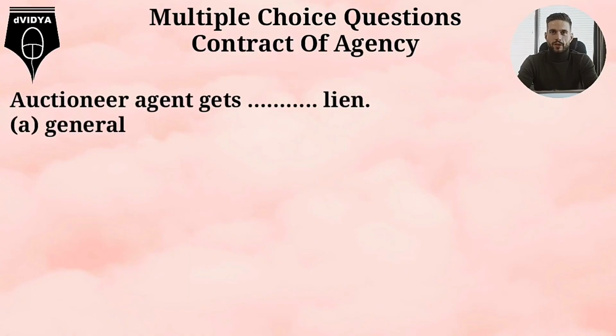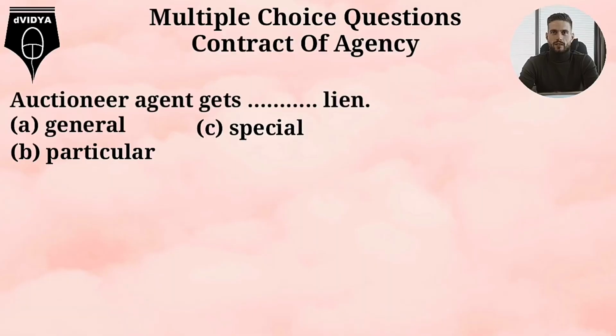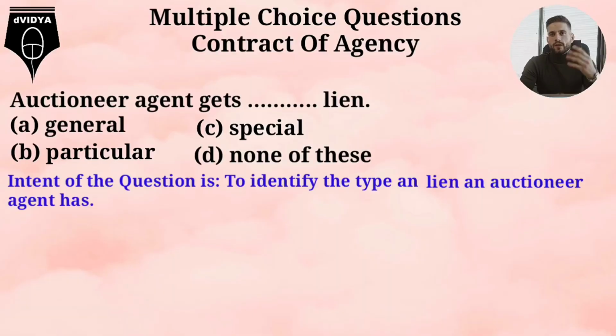Auctioneer agent gets dash lien. Option A. General. Option B. Particular. Option C. Special. Option D. None of these. Intent of the question is to identify the type of lien an auctioneer agent has.